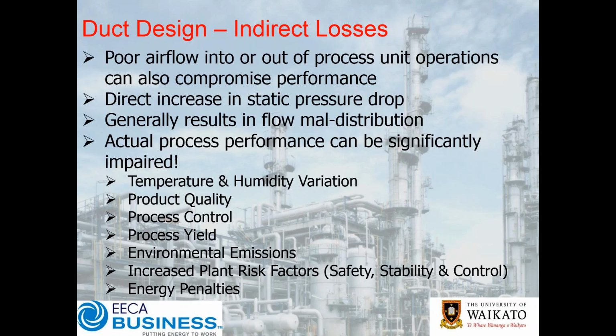And when you have that, you're going to have an actual process performance that can be significantly impaired. So examples of that: temperature profiles, humidity variation. You can impact on product quality, process control, the stability of your system and your process. Ultimately then the yield in terms of how well you can run the plant. You might have to run it back a little bit to stop it from blocking or other things going wrong.